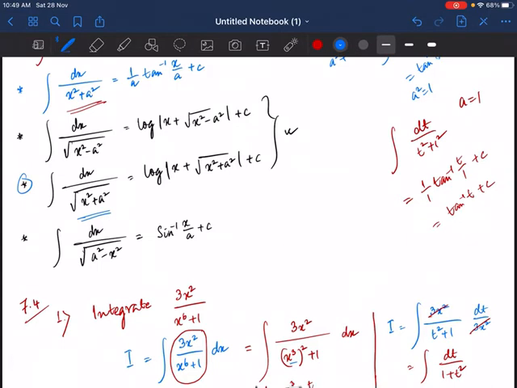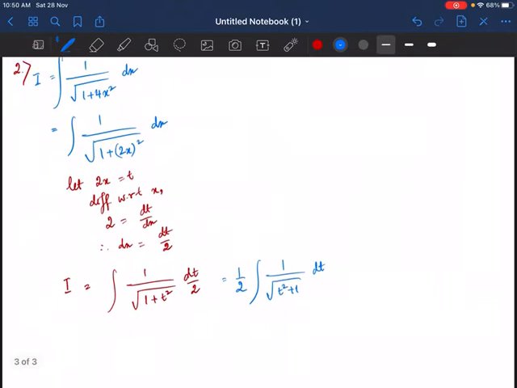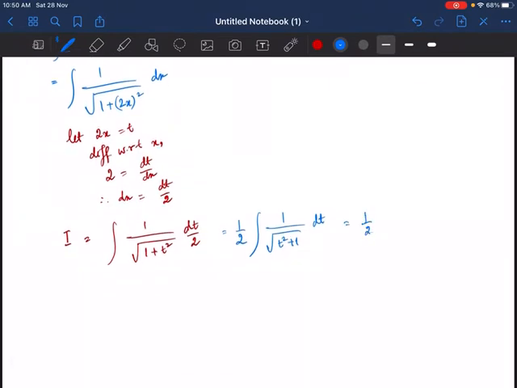And what is the formula? The formula of this one is log of x plus root over of x square plus a square. But we have 1 by root over of t square plus 1. So the formula of this one will be, where x is t and a is 1, log of t plus root over of t square plus 1 plus c. That one will be the formula. So we have half log of t plus root over of t square plus 1 plus c. Now in place of t, what are you going to write? 2x. So half of log 2x plus root over of 4x square.